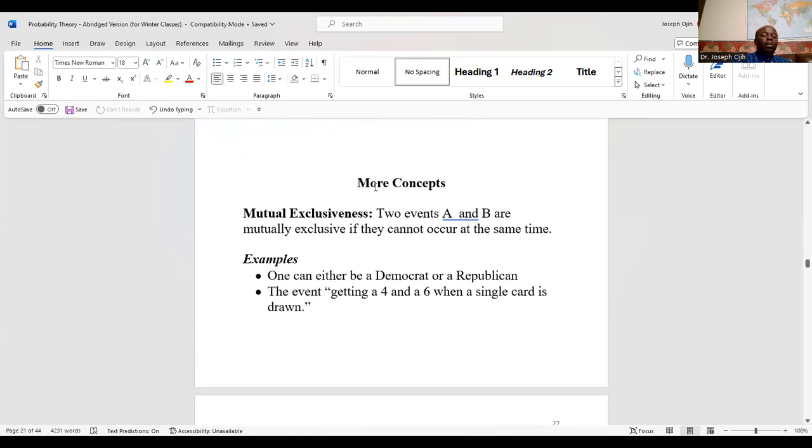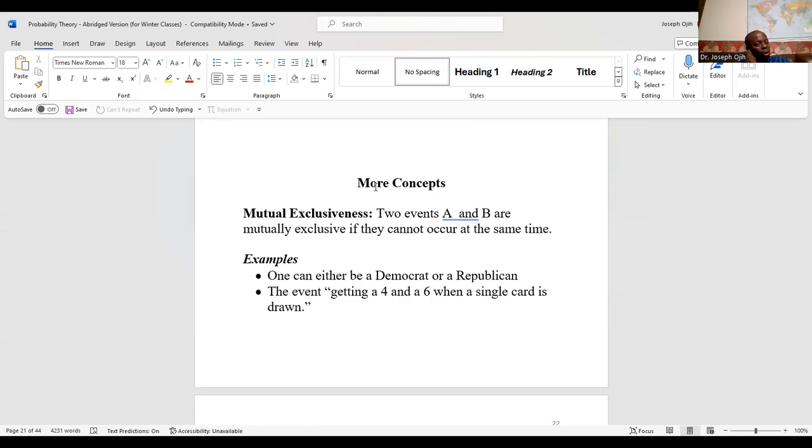So let's look at more concepts in probability. The first concept we look at is what we call mutual exclusiveness. Two events are said to be mutually exclusive if they cannot occur at the same time. That means if one event is occurring, then the other one will not occur. For example, you being here now: you cannot be here and not be here at the same time. How about being a Democrat and a Republican? You cannot be both at the same time.